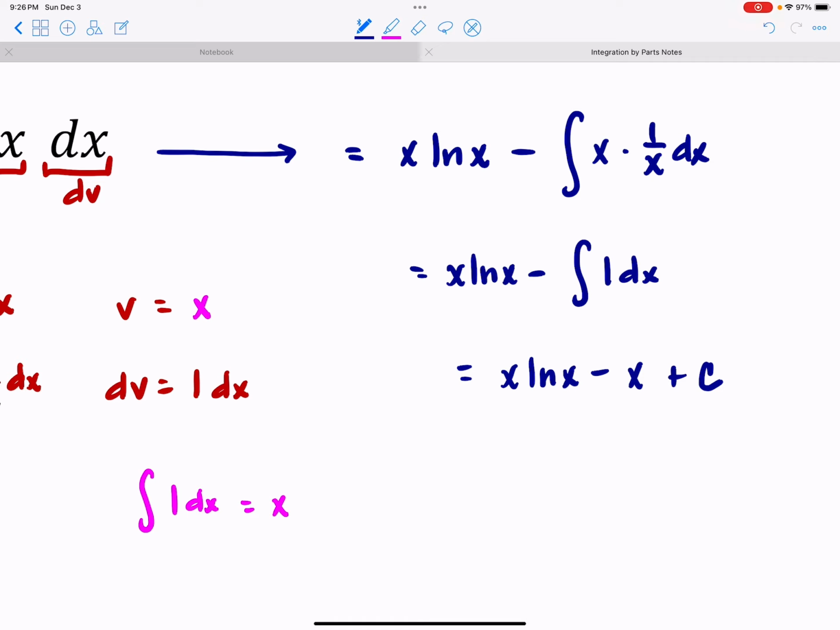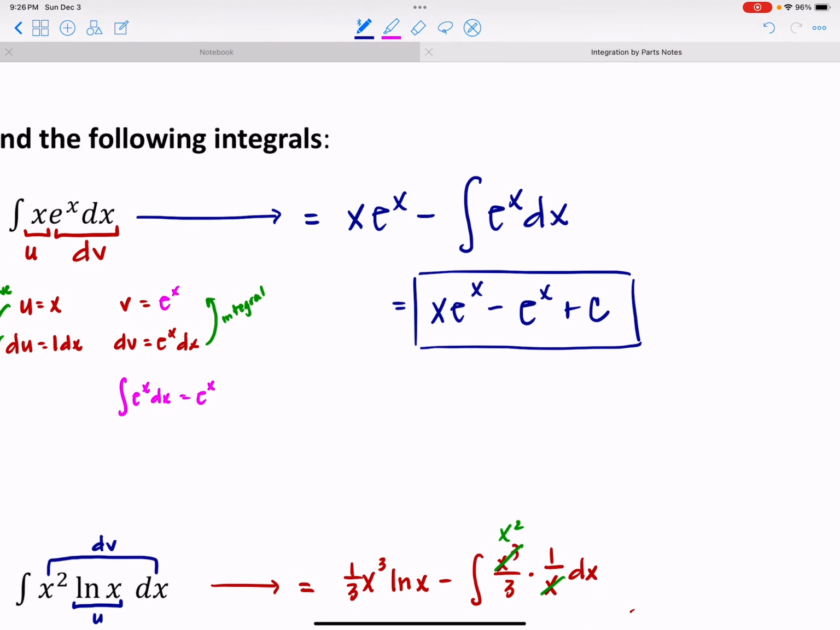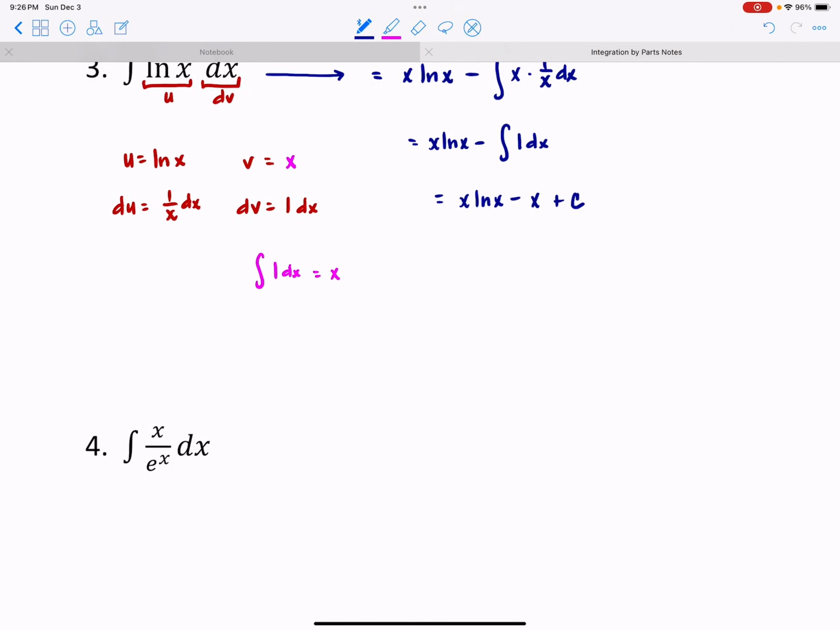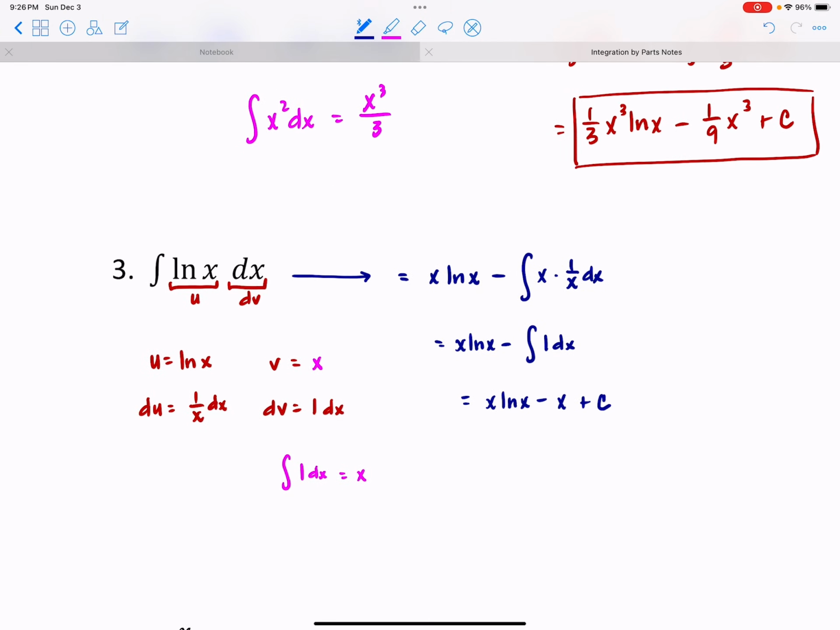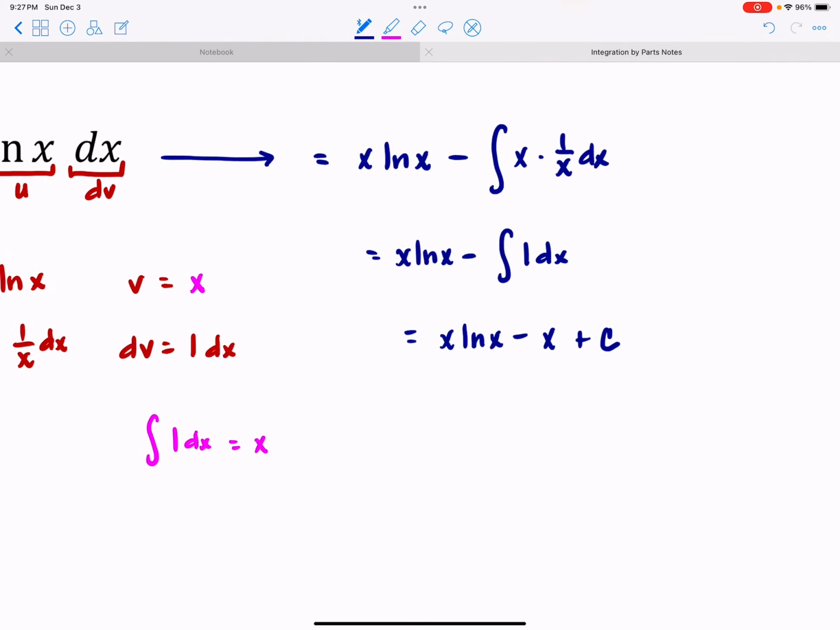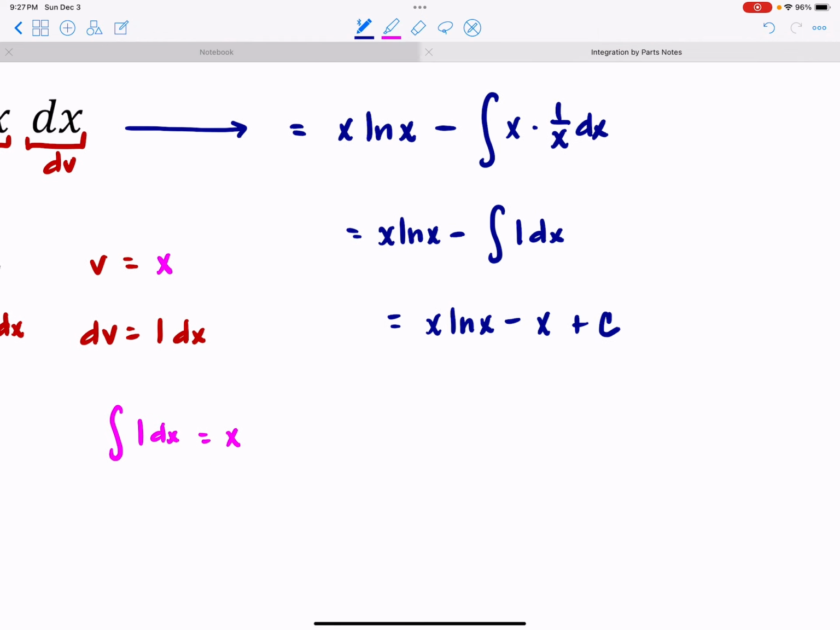I feel like I did something wrong. Maybe I didn't? What did I do? Hold on. Oh, I think I'm good. I don't know. Sorry, for some reason it feels like I made a mistake here, but I'm just going to go with it because it looks right.